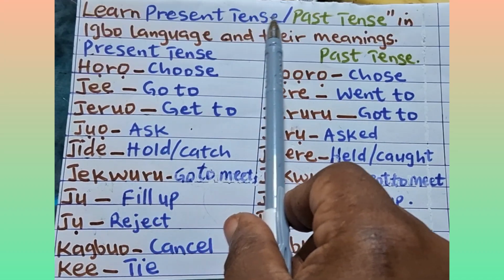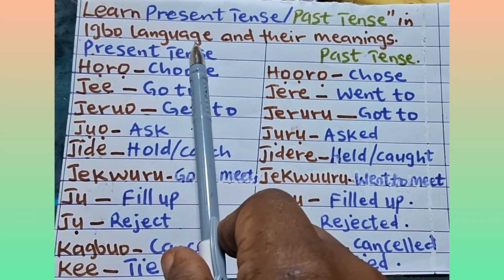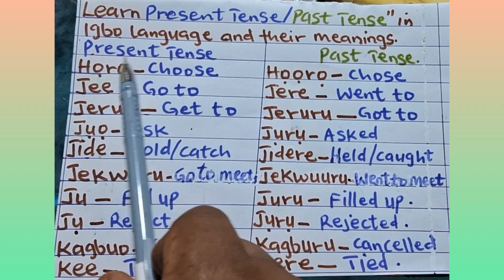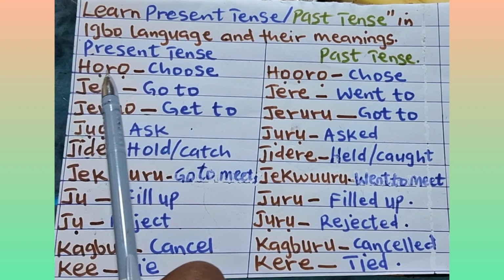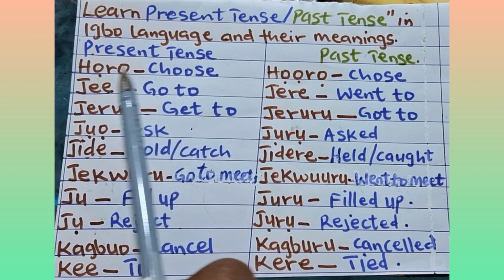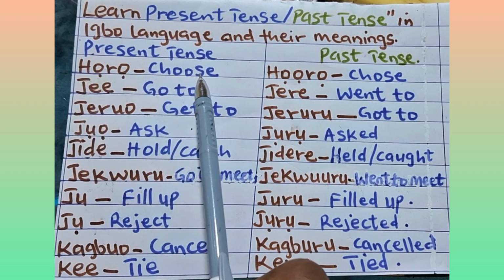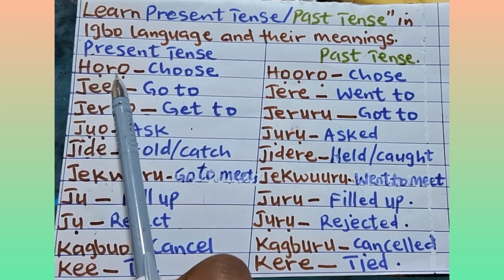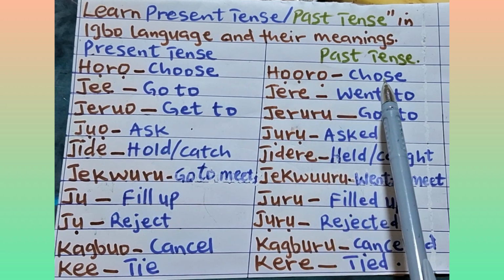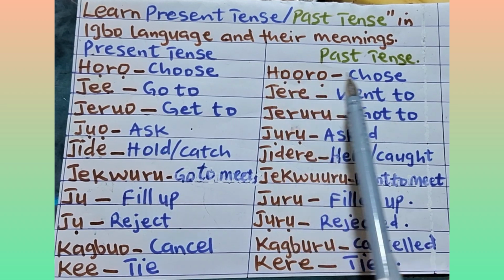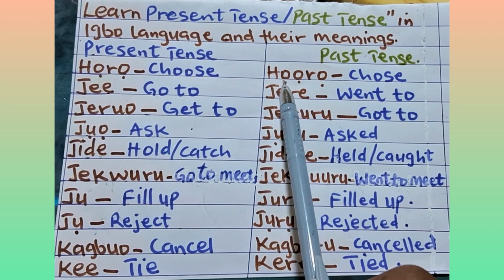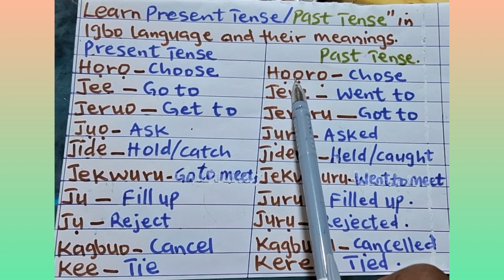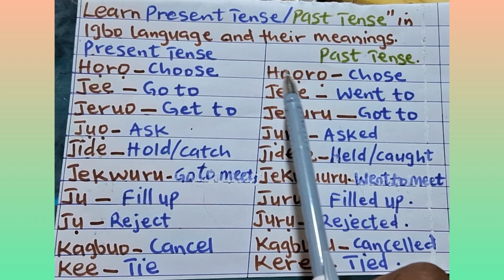Learn present tense through past tense in Igbo language and their meanings. The first word is horo, choose. Past tense of horo is horo, choose. You can see that here we have double O in horo, past tense.